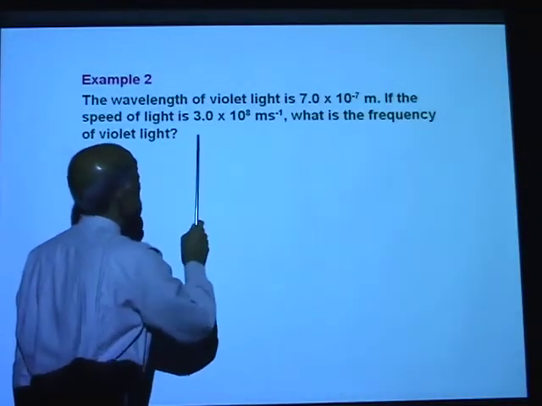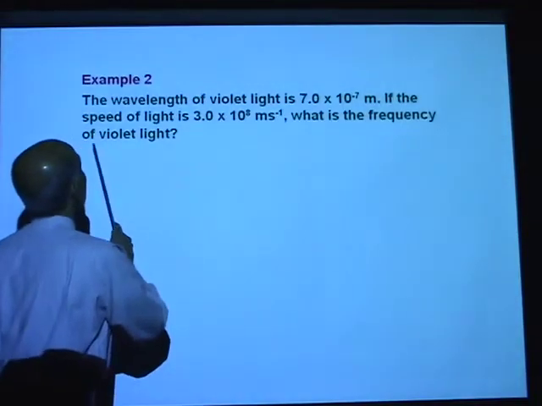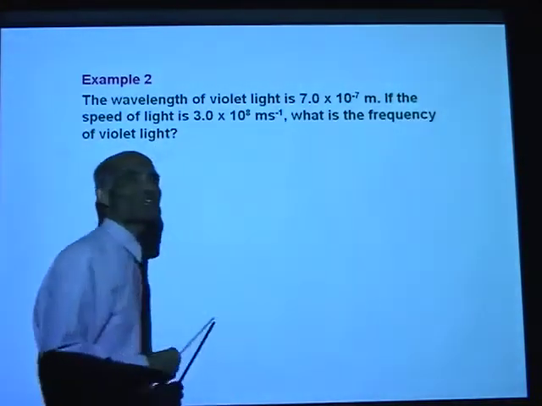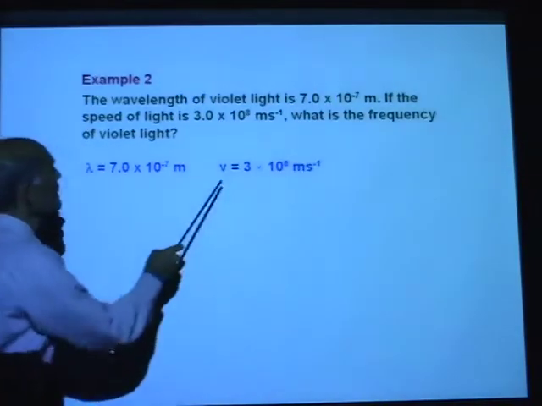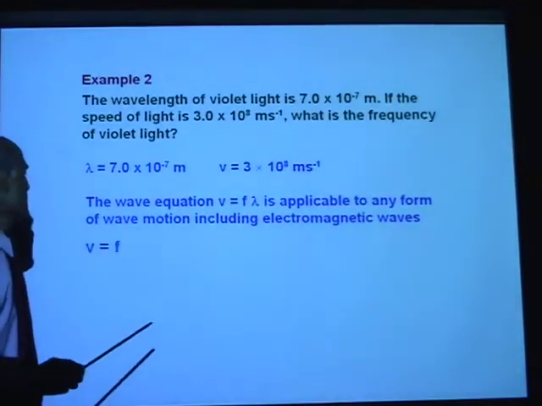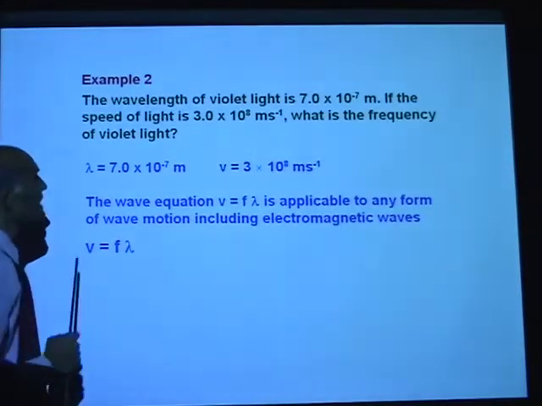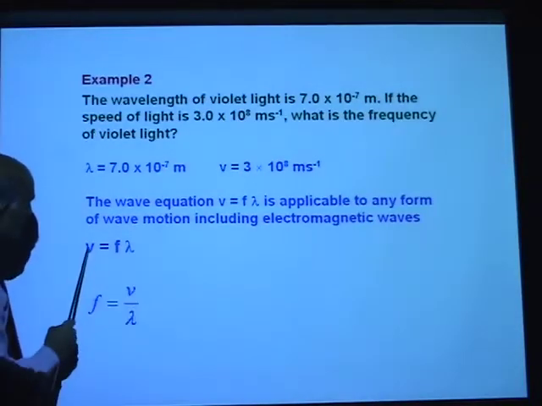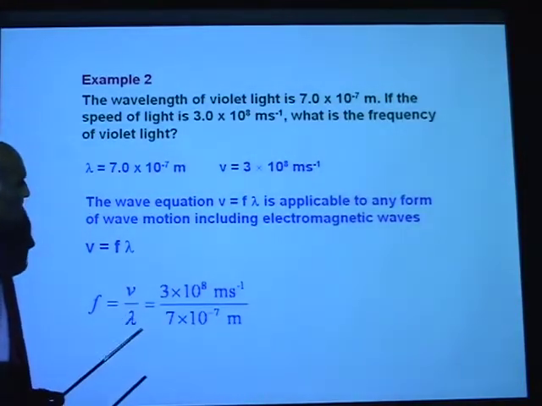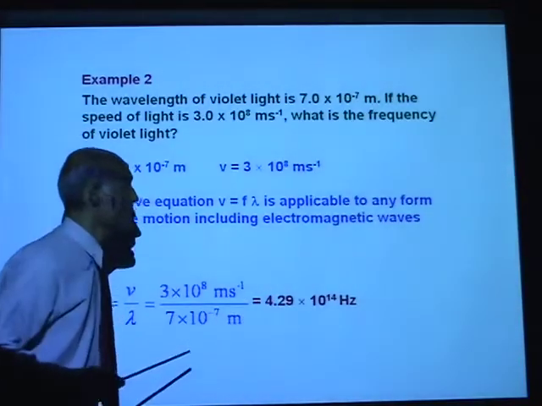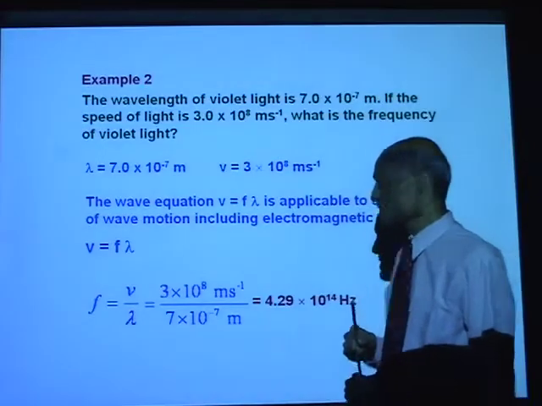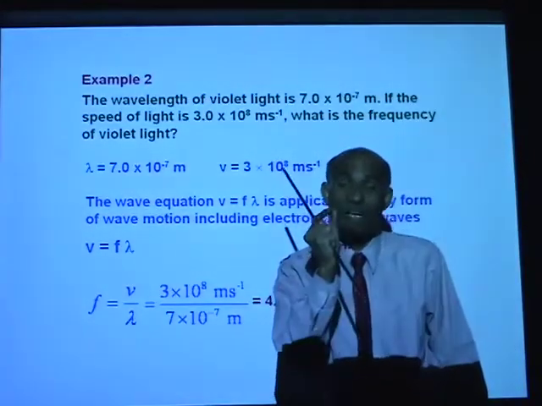I gave you the wavelength, I gave you the wave speed, we want to find the frequency. So wavelength is given, wave speed is given, and we use the equation v equal to f lambda. If v equal to f lambda, what is f equal to? f equal to v over lambda. That will be the speed of light divided by its wavelength. And you can see that's a very big number. It's 4.29 times 10 to the 14 hertz. Violet light vibrates 4.29 times 10 to the 14 times a second. And its wavelength is very, very small.